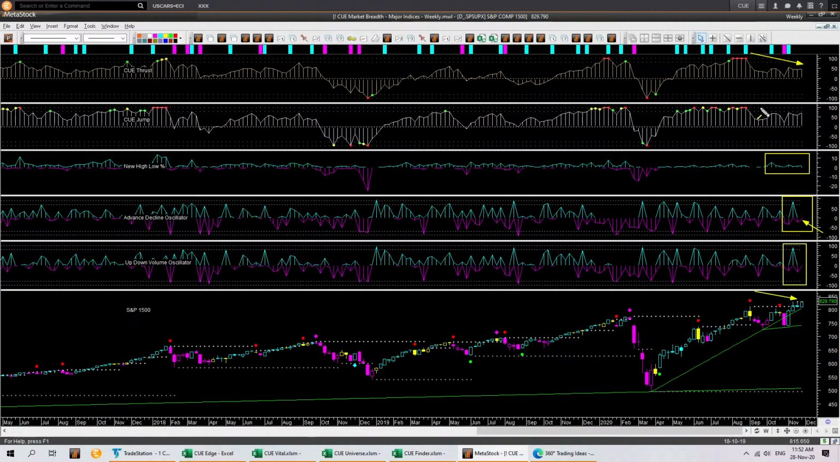There is divergence in thrust and jump. Some weakness but not bearish enough. Overall, we are remaining bullish looking at S&P 1500 internals as well.